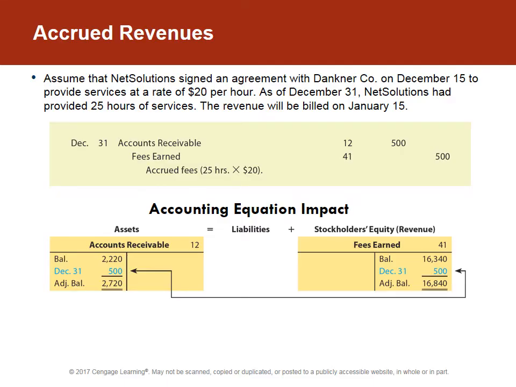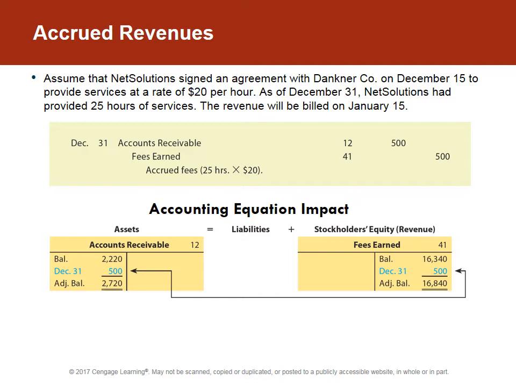Okay, so let's start talking about accrued revenues. Revenues that have not yet been recorded. It says that our company, Net Solutions, has signed an agreement with a customer, and they're going to be receiving $20 an hour, but the customer isn't going to pay them until January 15th. That's when the bill goes out. They've already done 25 hours of service.